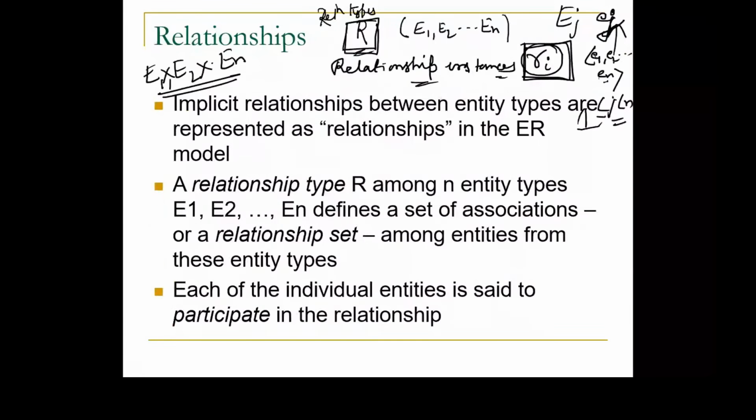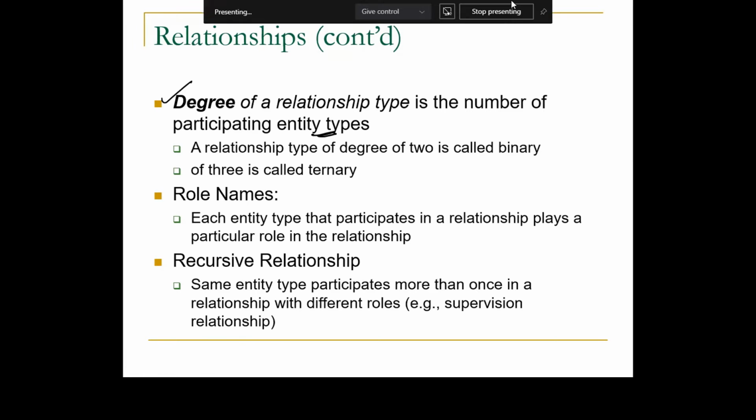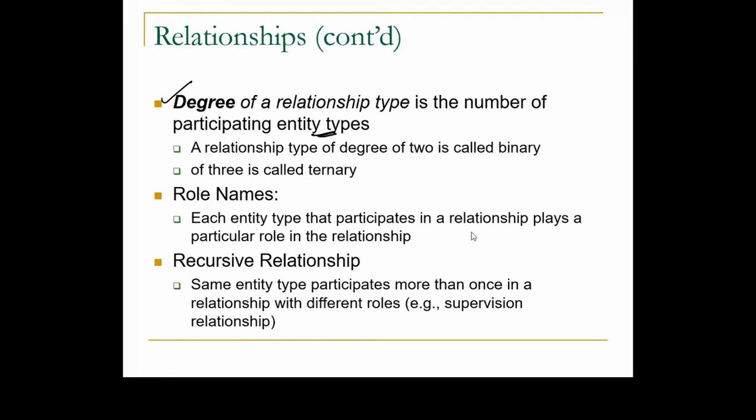Now let us discuss the degree of relationship type. Just now I said that the degree of a relationship is the number of participating entity types. If two entities are participating, we call it degree 2, which means a binary relationship. If three entities are participating in the relationship, we call it a ternary relationship. And then there is something called role names. Role names means each entity type that participates in the relationship plays a particular role in the relationship. And then the recursive relationship. Let us see what is what.